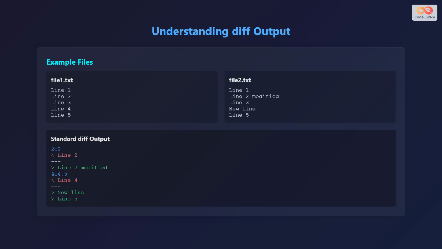The 2c2 indicates a change on line 2. The less than symbol followed by line 2 shows the original line, while the greater than symbol followed by line 2 modified shows the modified line. Similarly, 4,5c4,5 indicates a change involving lines 4 and 5. The less than symbol followed by line 4 shows the original line, and the greater than symbol followed by new line and line 5 shows the added lines.